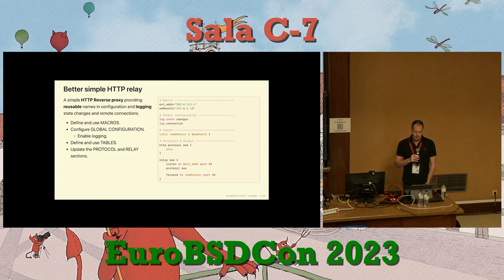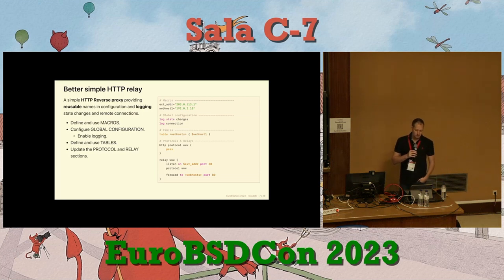For example, the table here, you define a table named web host, and this is the name of the object. I could have also named it John or whatever. And you say, this table contains one single object, which is the web host server that has the IP defined up there.